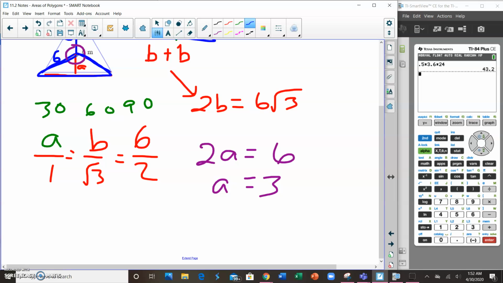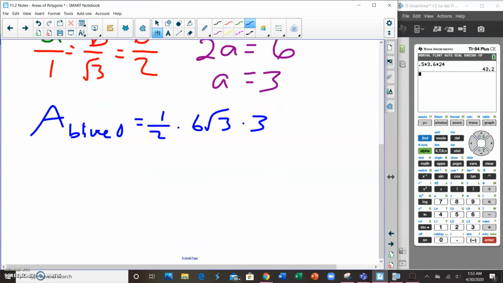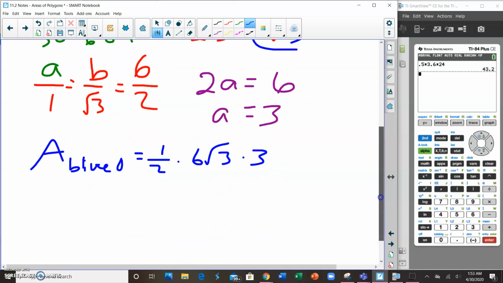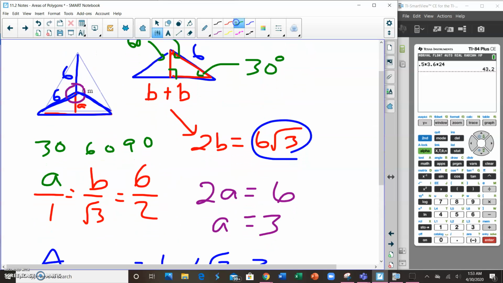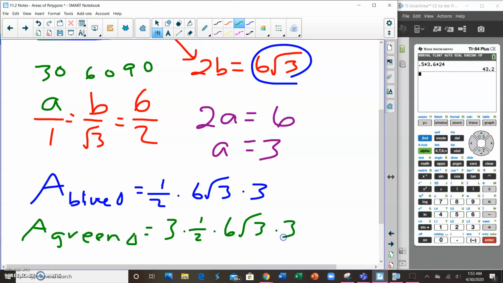Okay, so what is the area of that blue triangle? The area of the blue triangle is going to be equal to 1/2 times the base, which we just figured out is 6 √3, times the height, which is 3. All right, so then to find the area of the big triangle, so I'm going to put that in green. So to find the area of the green triangle, the big one, well, there's 3 triangles inside there. So it's going to be 3 times 1/2 times 6 √3 times 3.